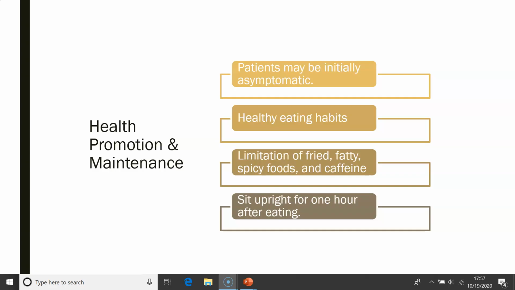So what can we teach our patients about health promotion and maintenance? It's important to know that a lot of times people who have GERD may be initially asymptomatic. So we're going to encourage these people to eat a healthier diet, to lose weight, to limit their fried, fatty, spicy foods. You also want to limit acidic foods. And it's important for people with GERD to try to sit up for at least 1 hour after eating. That will assist in their digestion.